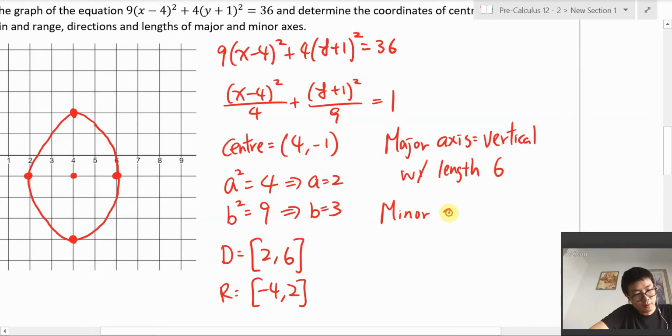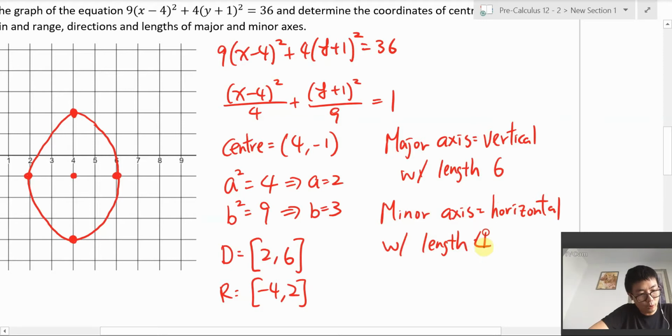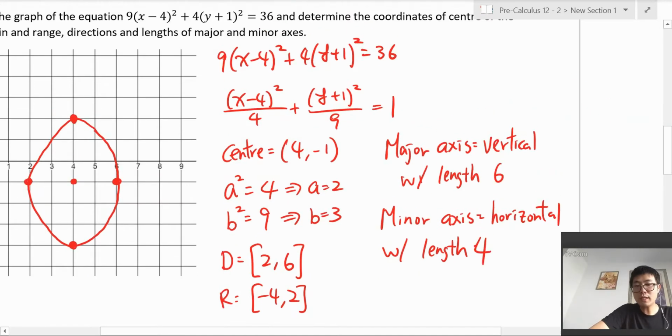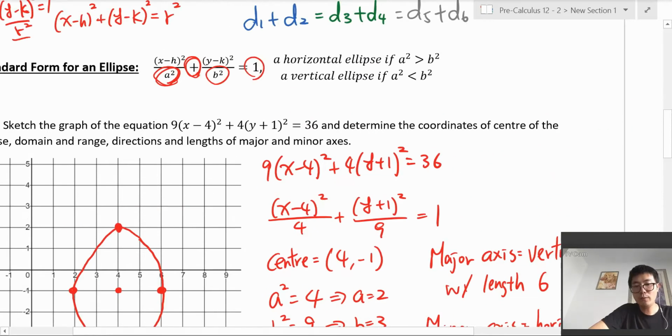The minor axis would be horizontal with length of 4, because a is 2, so 2 to the right and 2 to the left. Okay, so that's how you do this in standard form.